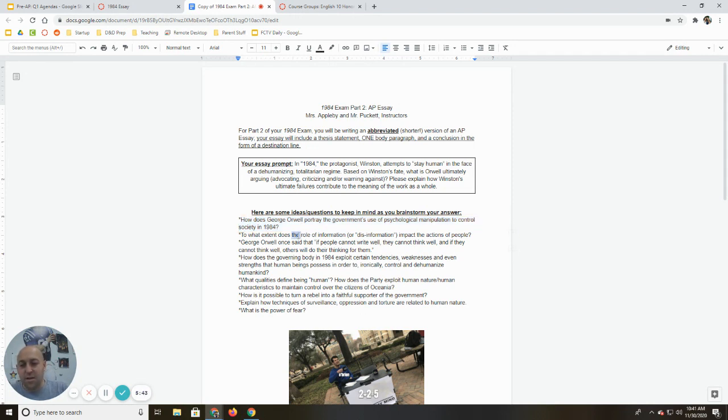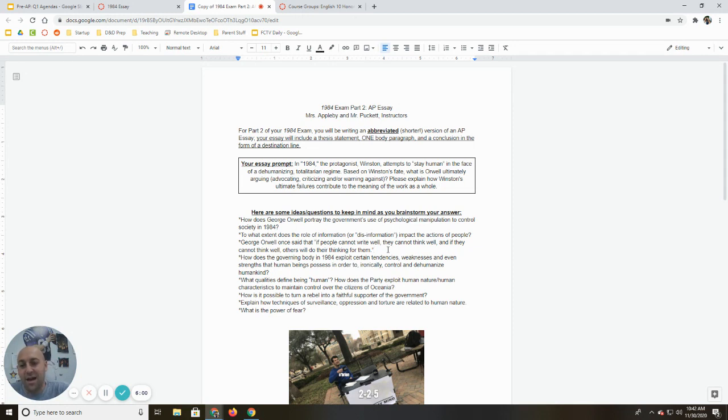All right, again, these are brainstorming ideas. These are to get you started. To what extent does the role of information or disinformation impact the actions of people? George Orwell once said that if people cannot write well, they cannot think well. And if they cannot think well, others will do their thinking for them.